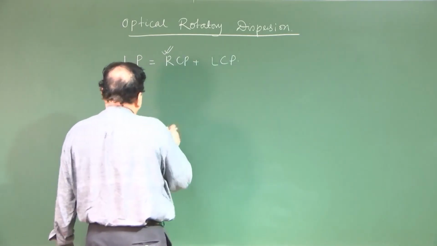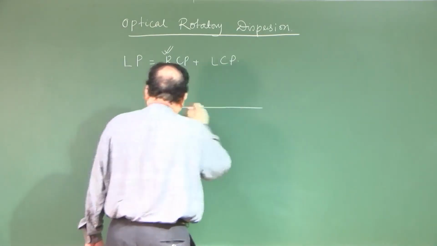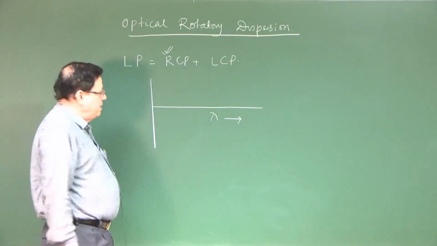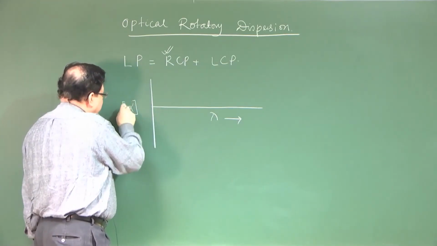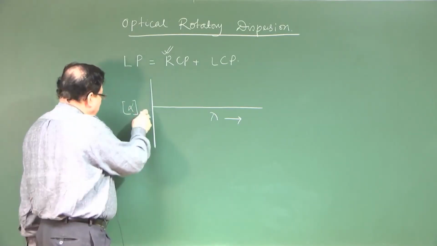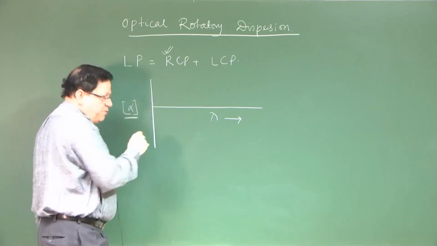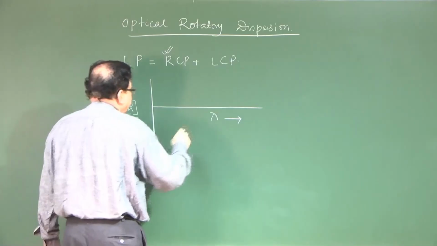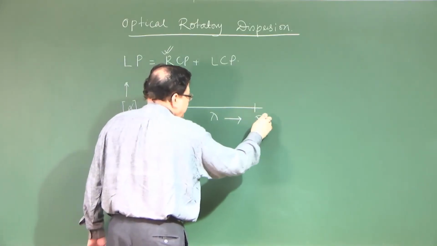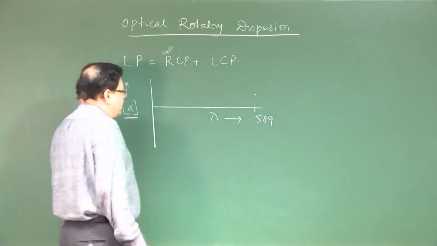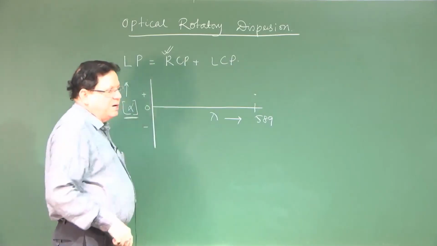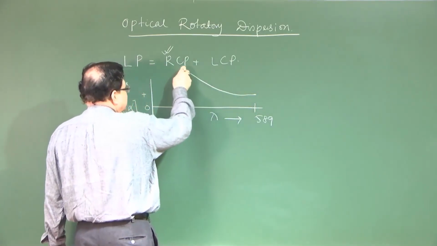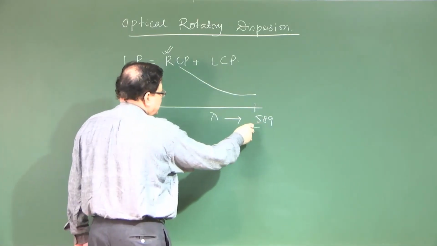So, what happens if you try to plot a graph where this axis is lambda, increasing in that direction, and this is alpha, suppose. Alpha in the sense that it could be molar rotation or it could be specific rotation. So, it is rotation, but you have to fix whether it is specific rotation or molar rotation. So, if you plot that, then suppose you started at 589, and this is the positive side and this is the negative side, so that is the 0 line. The rotation will change. Now, what usually happens is that this rotation changes and it increases like this, or in some cases the rotation decreases like this.